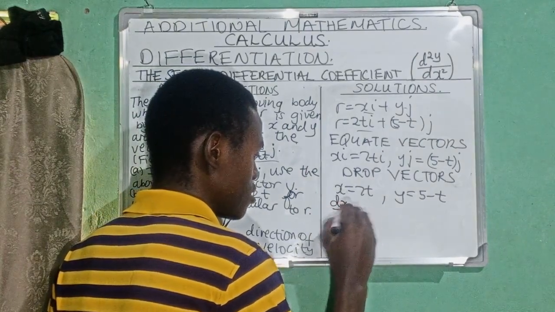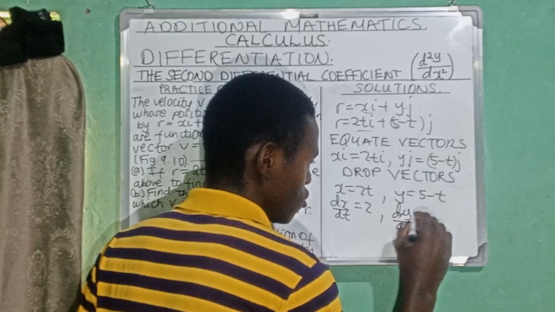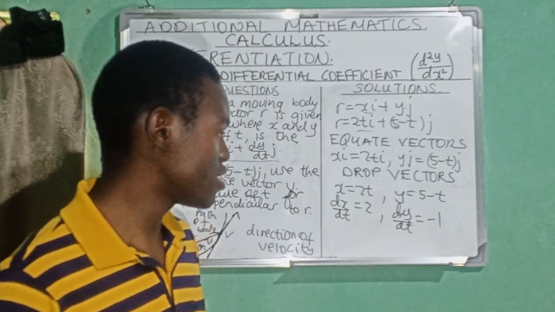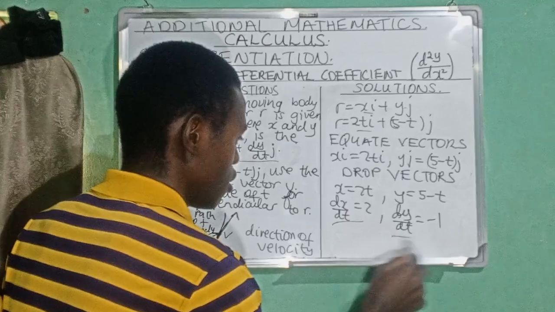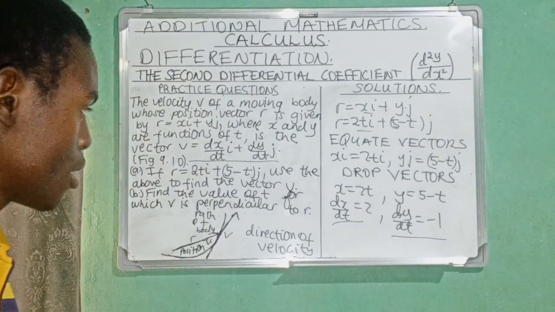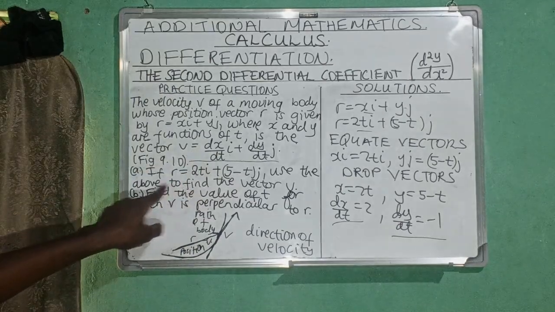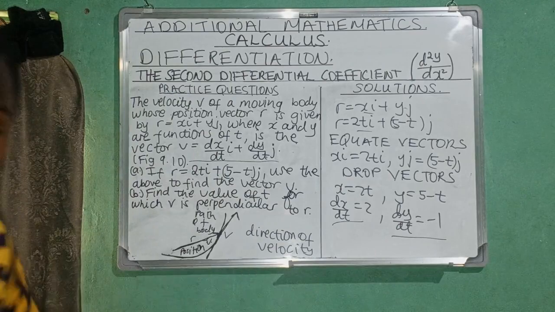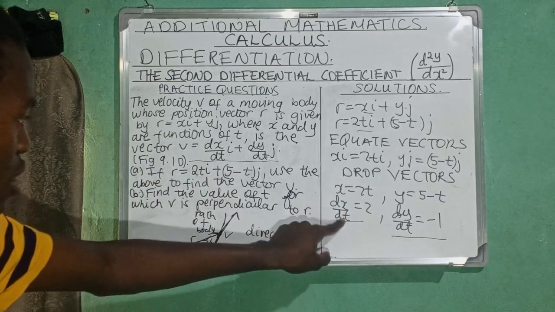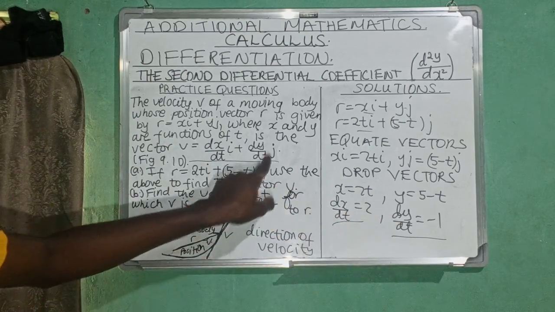We are going to say dx/dt is going to be equal to 2, then here dy/dt is going to be equal to negative 1. dx/dt is 2, dy/dt is negative 1. Simple as that. So remember, the question was saying that we need to use the above to find the vector v. Vector v is equal to dx/dt i. So dx/dt is 2. dy/dt is negative 1, dy/dt j.